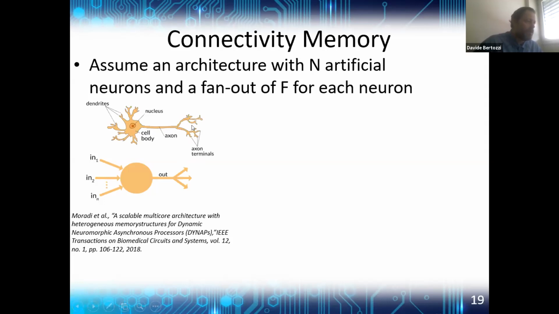And so similarly, let us assume that we have a spiky neural network with n neurons, in which each neuron has a fan out of f. So each neuron spikes to f other neurons. This is the case for many neural network models, including possible models of cortical networks, including recurrent neural networks, convolutional networks, and deep networks.